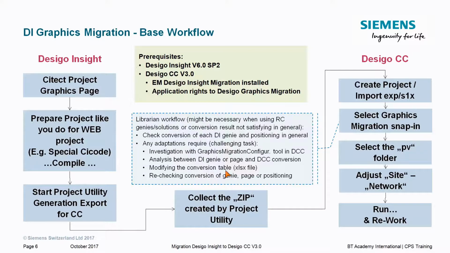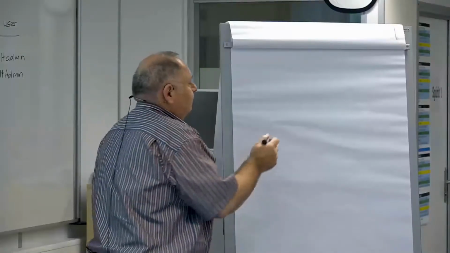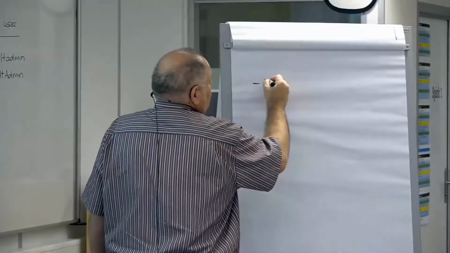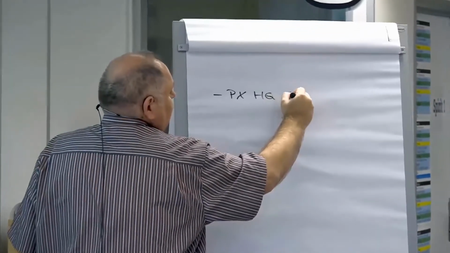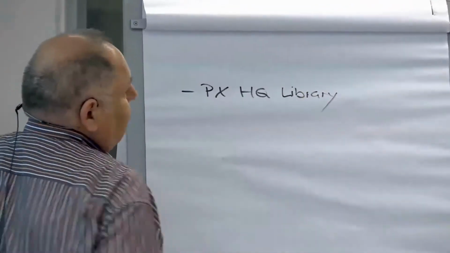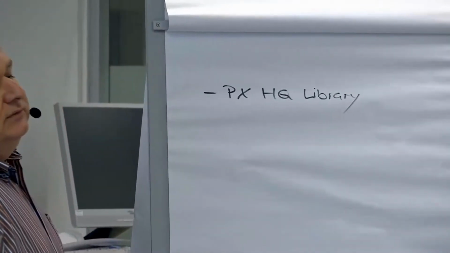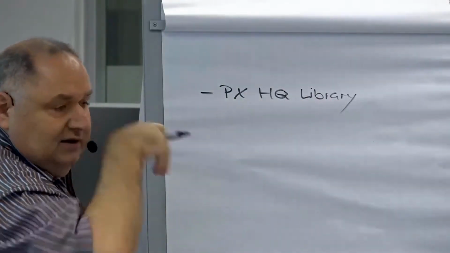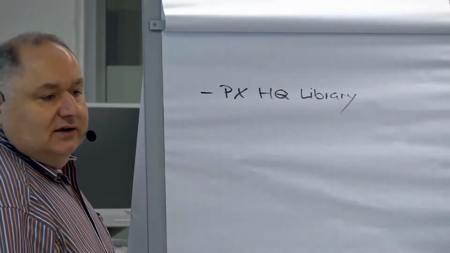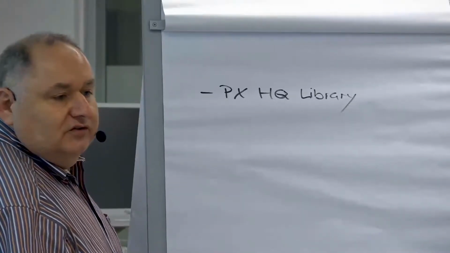So what's the base of all this? We have the PX headquarter library. This is one base we are using. With the PX library, a project in Desigo Insight is created, using the symbols and the functions. You know that.